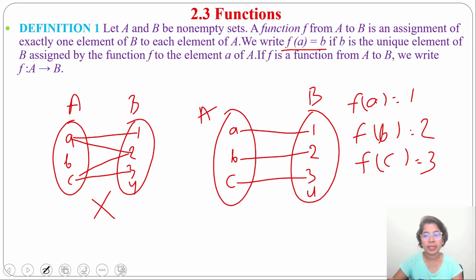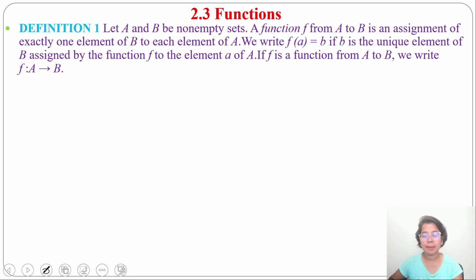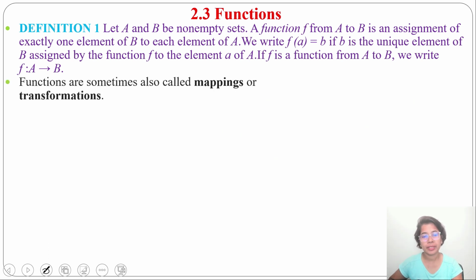But one element of set B can be assigned to multiple elements of set A. We can assign 2 to c also. This is a function. If f is a function from A to B, we can write f: A implies B. We can also say mapping or transformation. So there is a mapping from set A to set B.